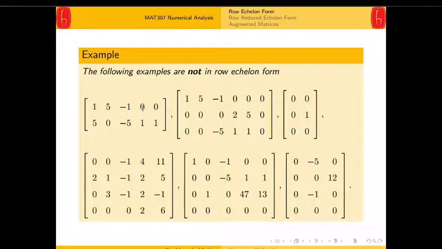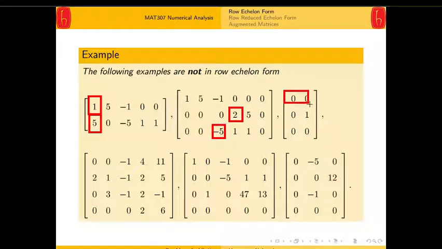Let's give examples of matrices not in row echelon form. For this one, the leading coefficients of the first row and the second row are in the same position, so the leading coefficient of the second row is not to the right of the first one. So this is not in row echelon form. Here again, the same happens: the leading coefficient of the third row is not to the right of the leading coefficient of the second row. So we don't have row echelon form here.